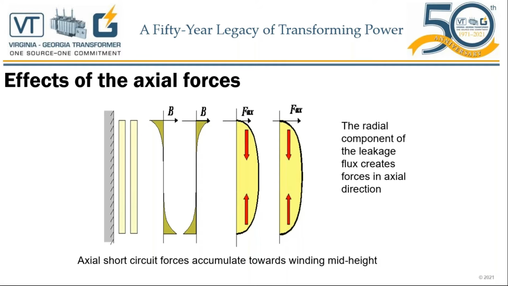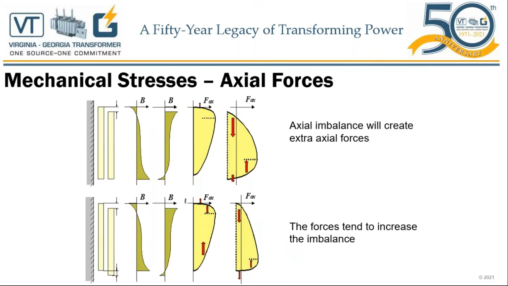The mechanical height is the complete height of the winding with the conductor and the blocks that are holding the winding in place under pressure between the two pressure support plates. So here, specifically, it's drawn showing the mechanical heights are perfectly equal. So what happens if we start to create axial imbalance, which will create extra axial forces?